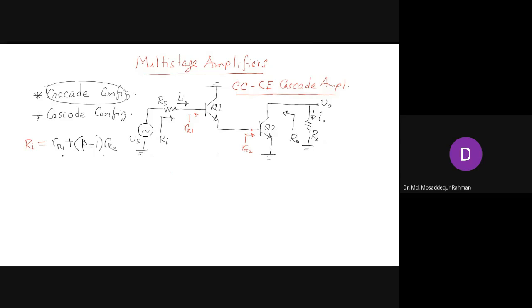Look at this expression. Without the common collector, just the common emitter had the resistance of R pi. Now when you add this common collector, the input resistance increases by almost this factor beta plus 1; R pi gets multiplied by beta plus 1. There's a significant increase in the input resistance. If beta is 100 and R pi is 1K, then it becomes 100K. If R pi is 2K, then it becomes 200K. And that will minimize the loss to a great extent. So that is our input resistance.